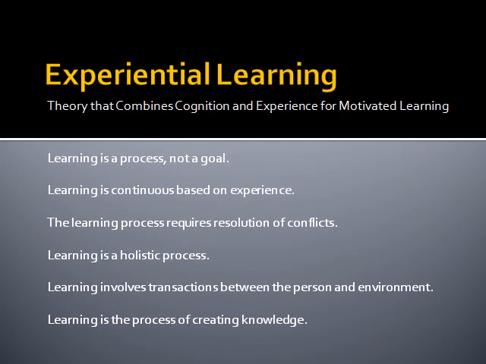There are essential characteristics of experiential learning to note based on the observations of the Lewinian model of action research, Dewey's model of learning, and Piaget's model of cognitive development. All of these models have similar characteristics that result in these conclusions presented by Kolb in his publication in 1984. Learning is a process, not a goal. Learning is continuous based on experience. The learning process requires resolution of conflicts. Learning is a holistic process.